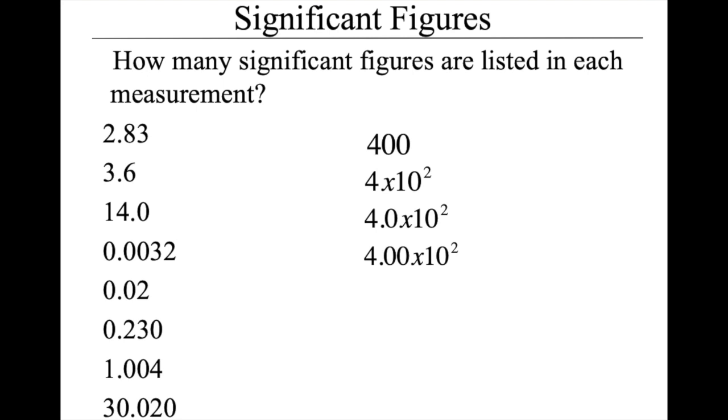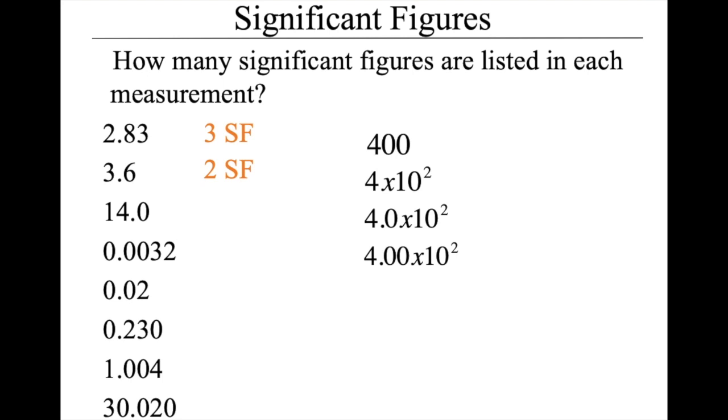All right, so the first number, 2.83, has all non-zero digits, so all of the digits in that measurement are significant. The second measurement, 3.6, also has all non-zero digits, and so both of those digits would be considered significant. Now, as we start to look at the rest of the examples, we see that there are zeros showing up in our measurements, and we have to decide what's going to happen here.